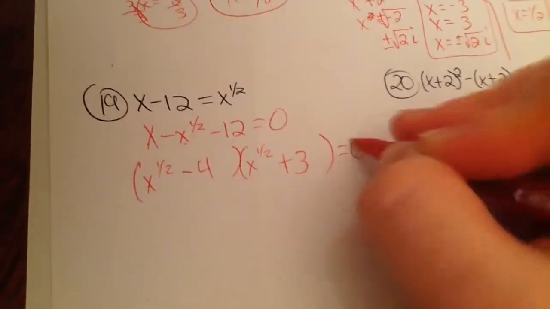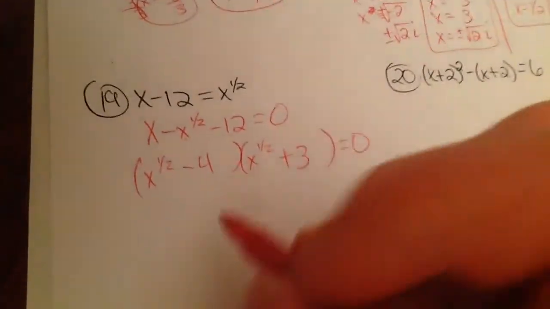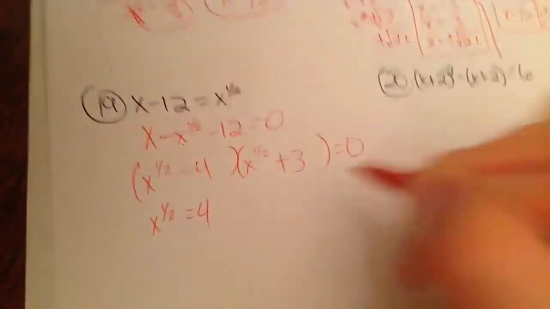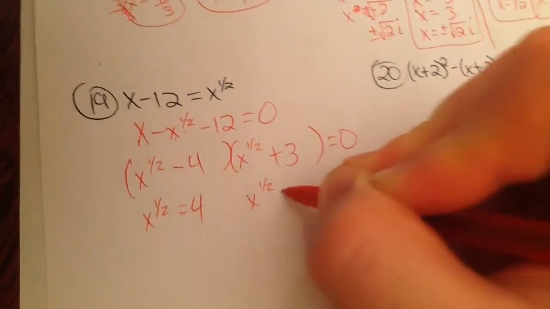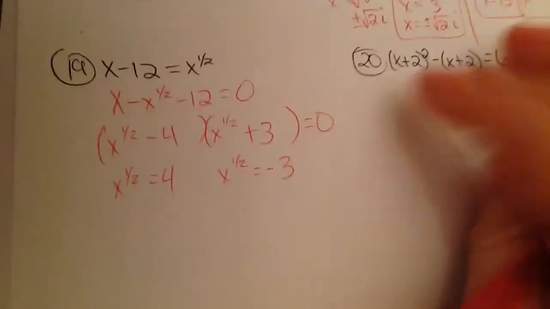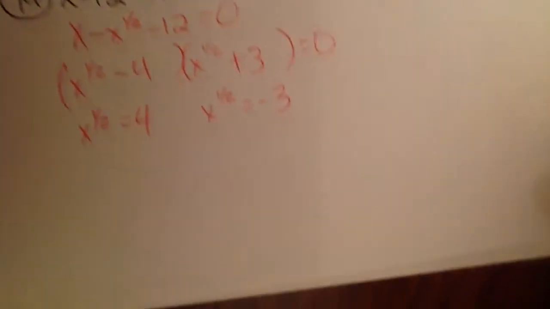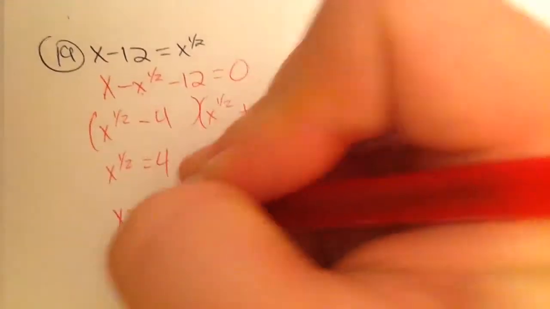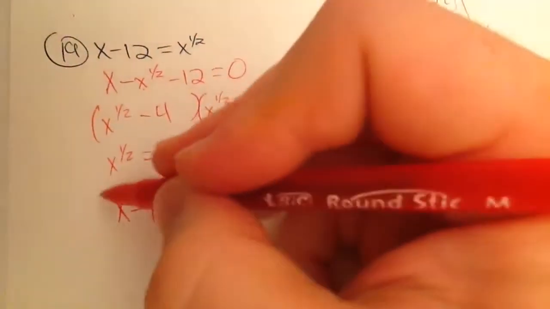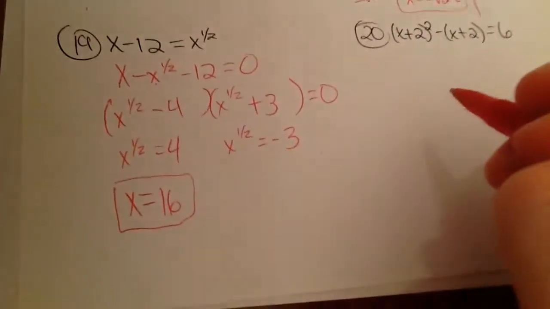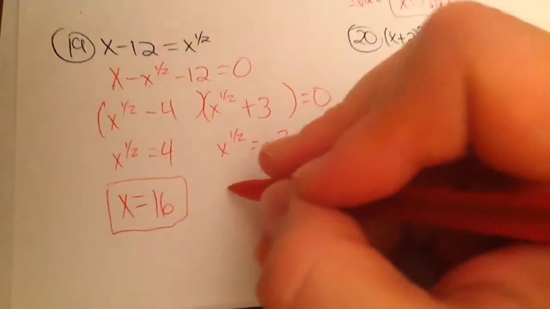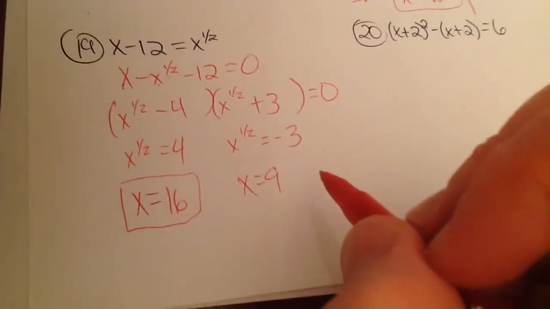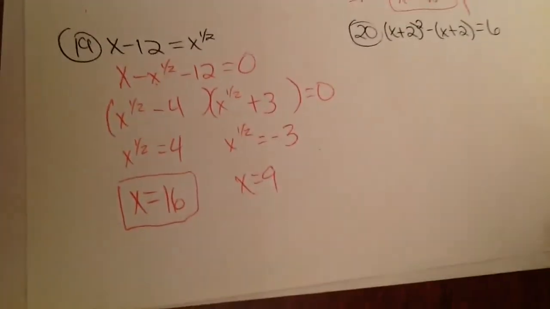Set each factor equal to 0 now. So you got x to the 1/2 minus 4 equals 0. Add 4 and add 4. You also have x to the 1/2 equals negative 3. So then you could square both sides, so you get x equals 16. And then you might think you can square both sides here and get x equals 9. But does that work? I don't think that works.